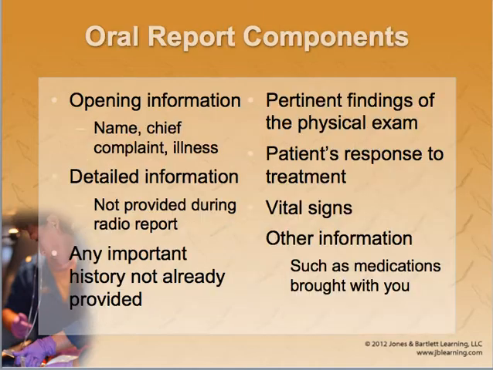So the oral report is going to consist of some components. We've got the opening information, which involves the name, chief complaint, and illness. Detailed information, which is information not provided during the radio report. Any important history not already provided. Pertinent findings of the physical exam, patient's response to treatment, vital signs, and other information. So let's look at this in a little more detail.